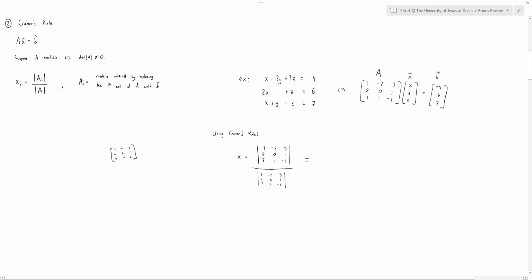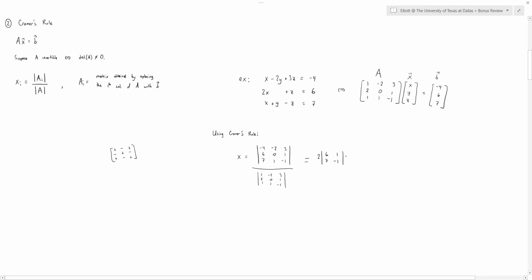Okay, so let's do cofactor expansion along the second column, because I noticed that there's a 0 in that column, which will make it a little bit nicer. So along the second column, I'm going to take minus -2, cross out the row and column containing that -2. We have 6, 7, 1, -1 remaining.